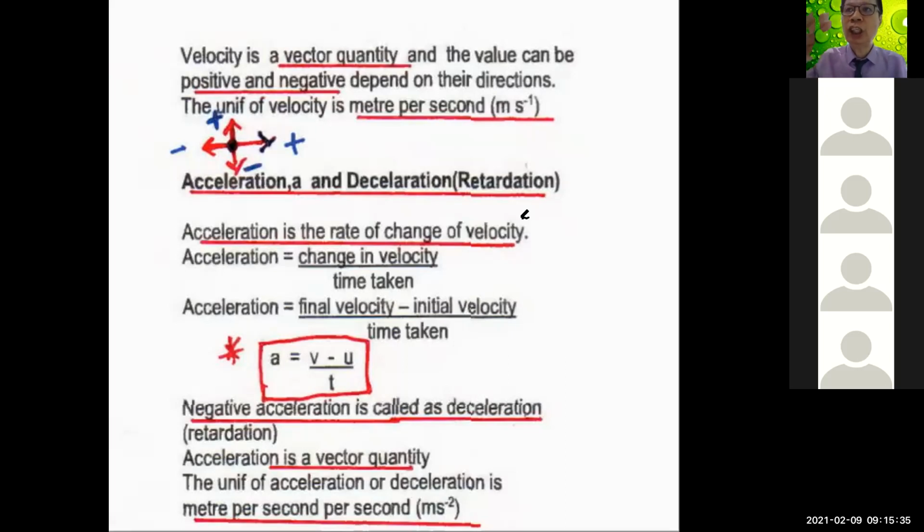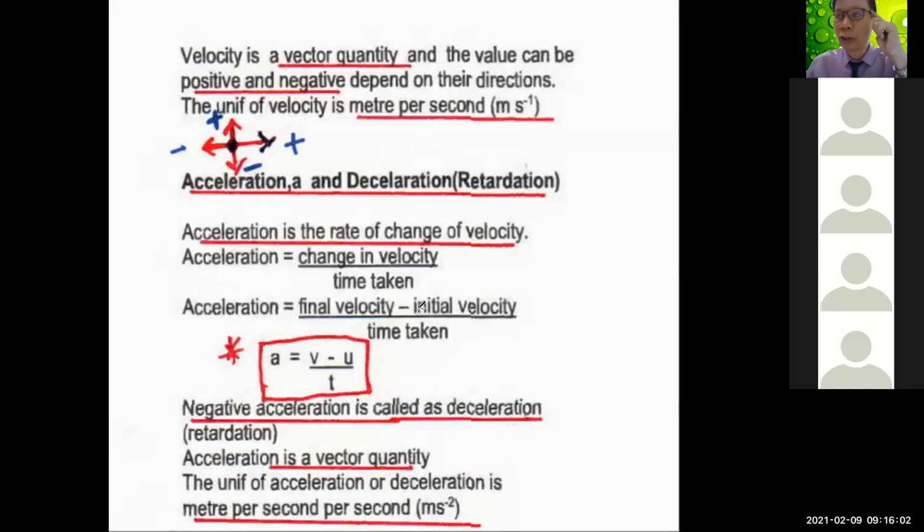Acceleration is change in velocity. The definition of acceleration is the rate of change of velocity. So the formula is change in velocity divided by time, meaning you take final velocity minus initial velocity, the change in velocity, divided by time.